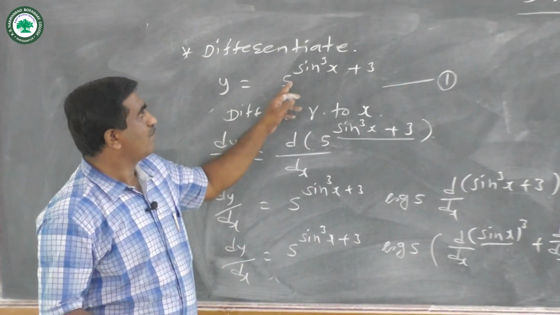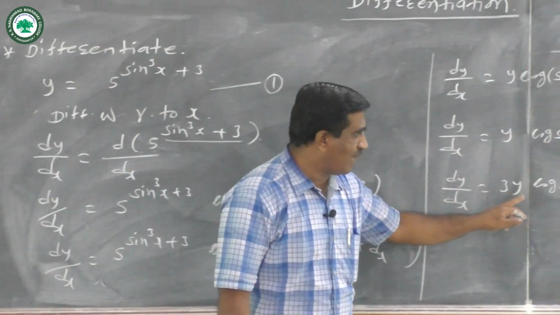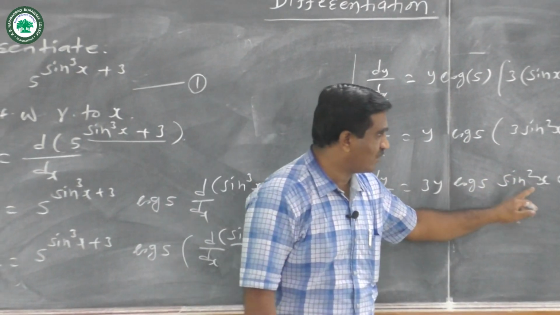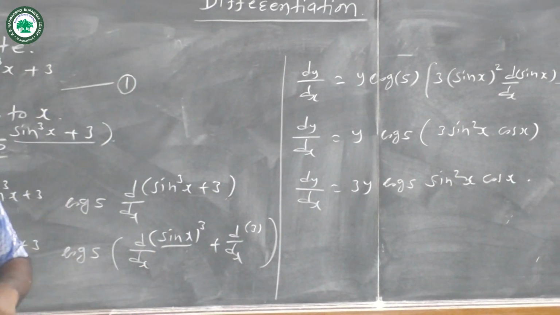The derivative of 5 raised to sin cube x plus 3 is equal to 3 into y into log 5 into sin square x into cos x. Okay, we will stop here.